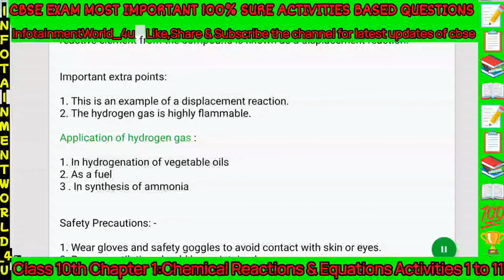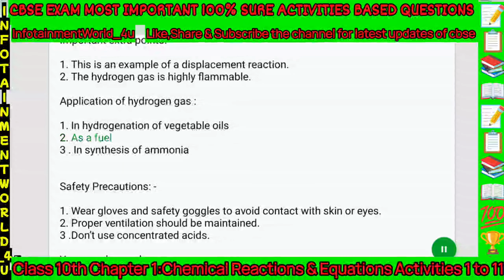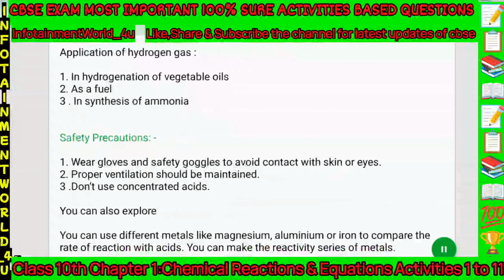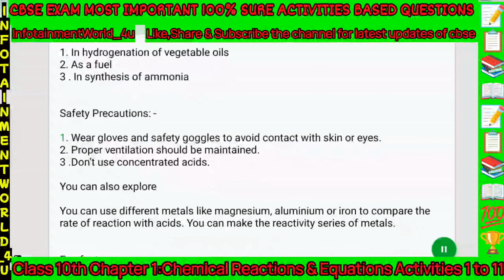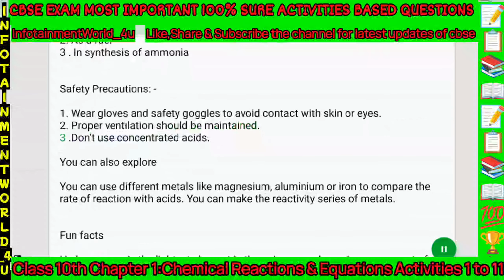Applications of hydrogen gas: 1. In hydrogenation of vegetable oils. 2. As a fuel. 3. In synthesis of ammonia. Safety precautions: 1. Wear gloves and safety goggles to avoid contact with skin or eyes. 2. Proper ventilation should be maintained. 3. Don't use concentrated acids.